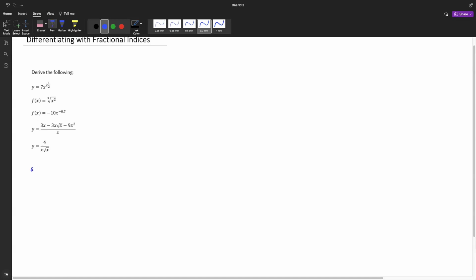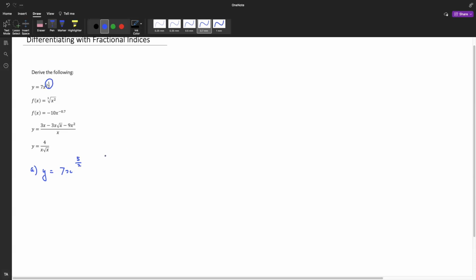So first one, we've got y is equal to 7x, and what they've written is they've actually written it as a mixed fraction here. So it's 2.5. I'm just going to rewrite that as an improper fraction, which becomes 5/2 as an improper fraction, just to make it a little bit easier.